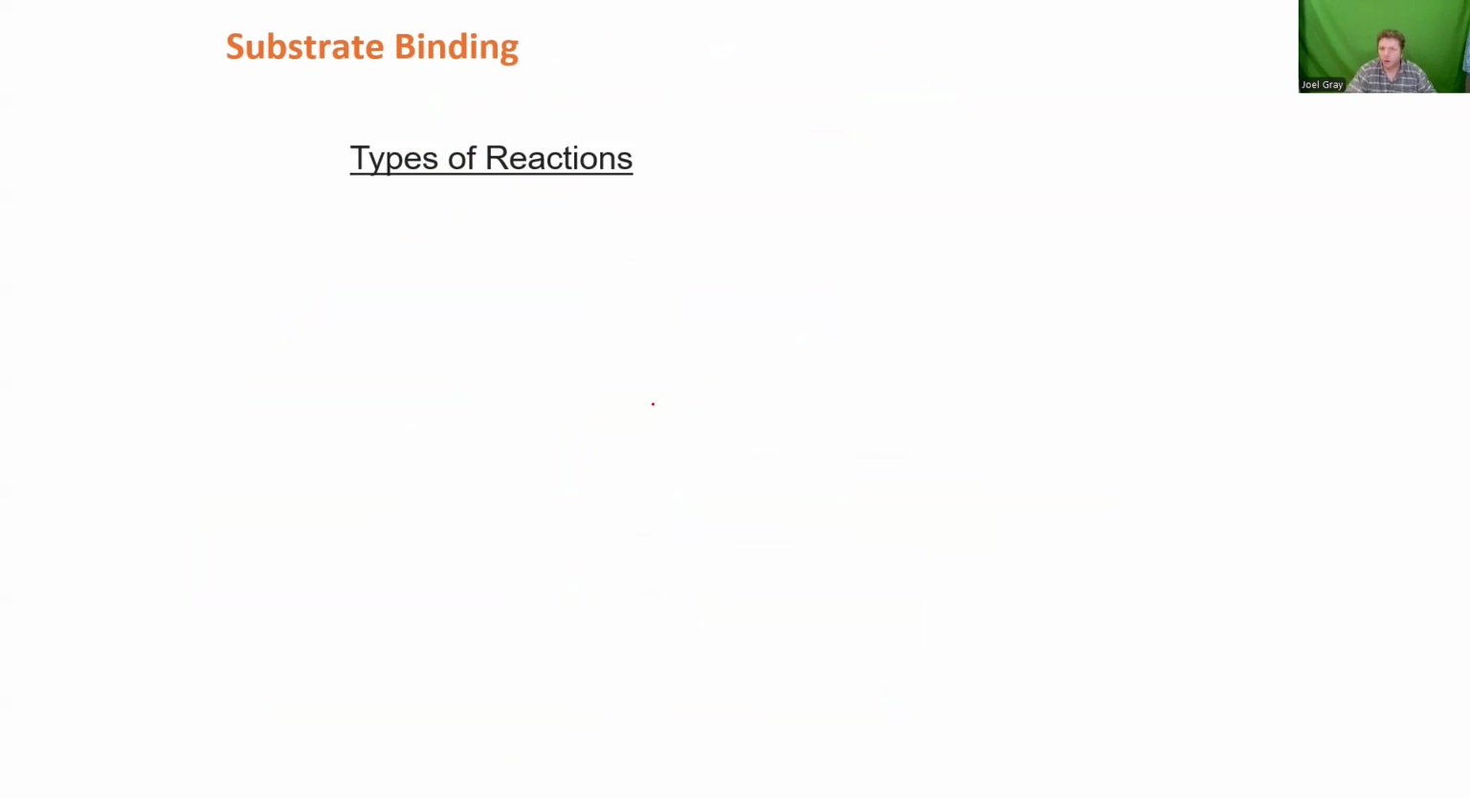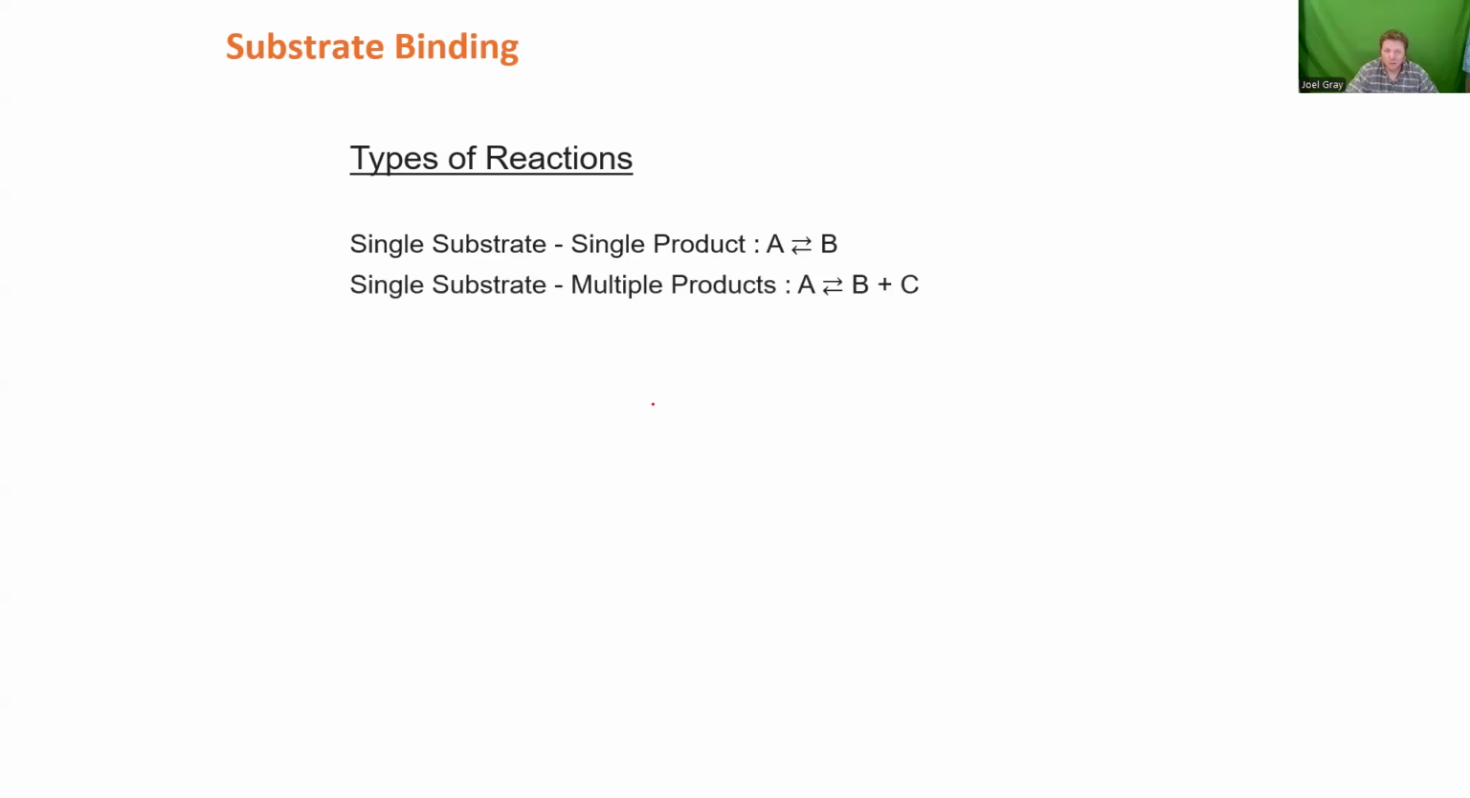I've already shown you a model that would be a bi-substrate, or a 2 substrate reaction. There are also single substrate reactions where a single reactant is converted to one single product. There are single substrate, multiple product reactions, where a good example might be an aldolase, where we take a 6 carbon sugar and split it into two 3 carbon sugars. So a single substrate is brought in and two products are released.